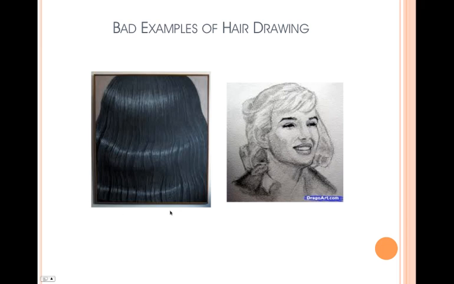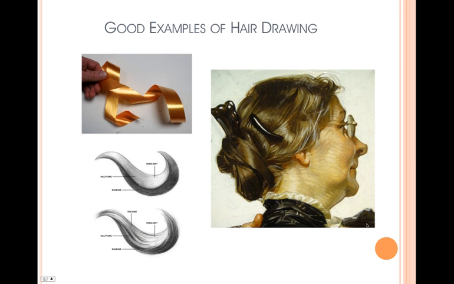The second one is too much repetition in shape, as we can see in this drawing over here. It makes the hair look really unnatural because of the lack of smaller shapes. The third common mistake is when the artist tries to separate the hair from the background by drawing a bold, thick line around the hair, which again flattens the image.